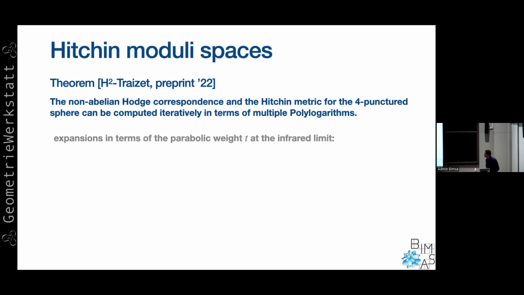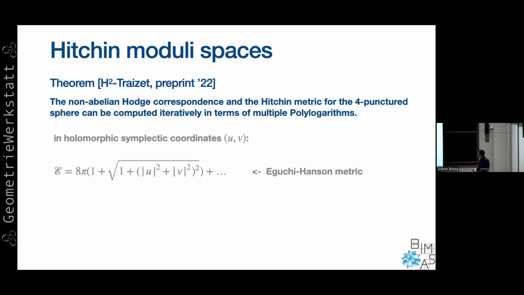So what we do is we start at what Andy Neitzke at least calls the infrared limit, but maybe some physicists from the audience can elaborate a little bit more on that. So we start at the limit t is 0. So t now plays the role of the so-called parabolic weight, but you can think of that again as the genus. And we do the expansion. And then it turns out the moduli spaces have nice holomorphic symplectic coordinates independent of the time. And we can express things in these coordinates.